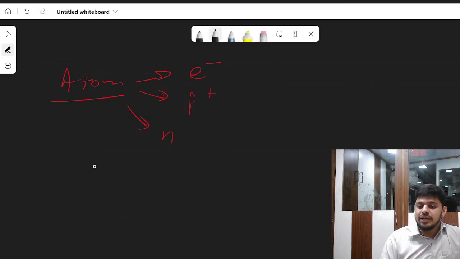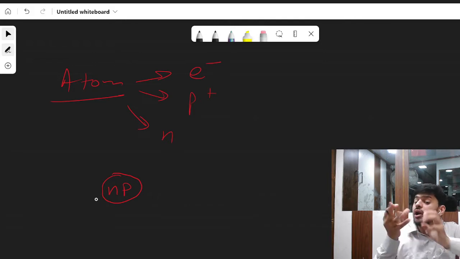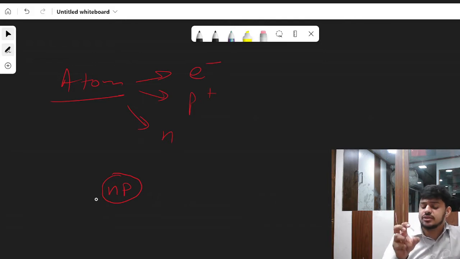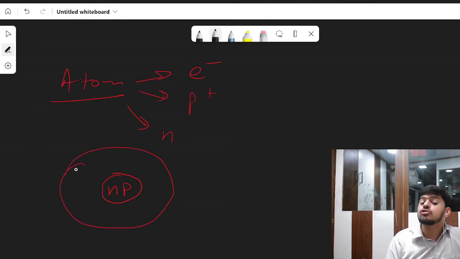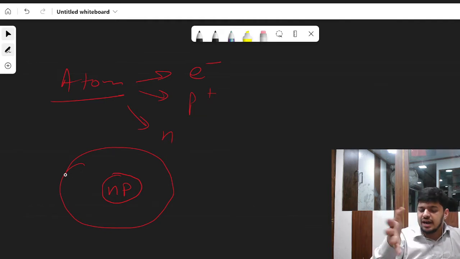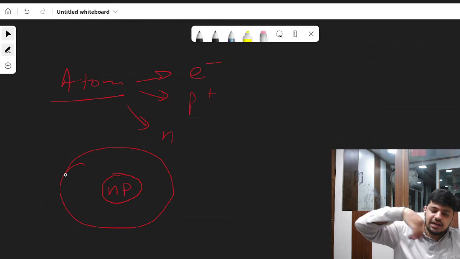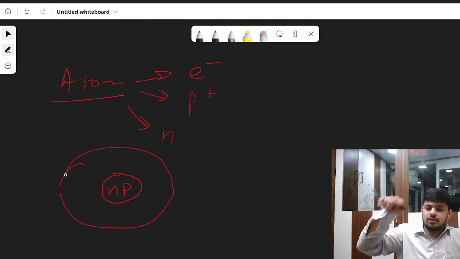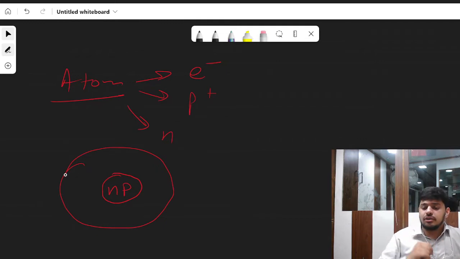The neutrons and the protons are present inside the nucleus. The nucleus is a very small ball-like substance. And the electrons are revolving around it, like the solar system, where the sun and the planets are revolving. Just like that, the electrons are revolving in the orbital, the shell.